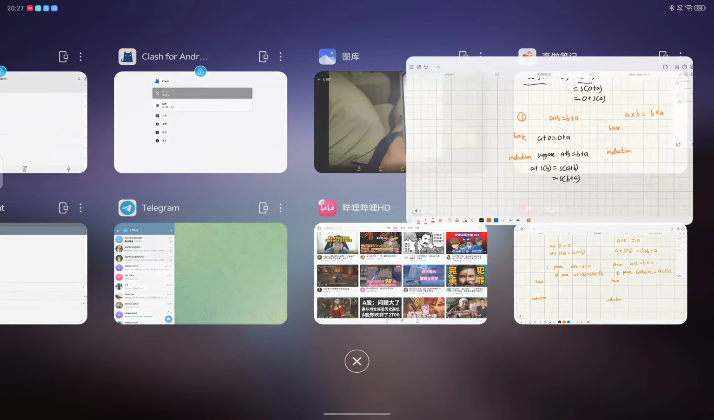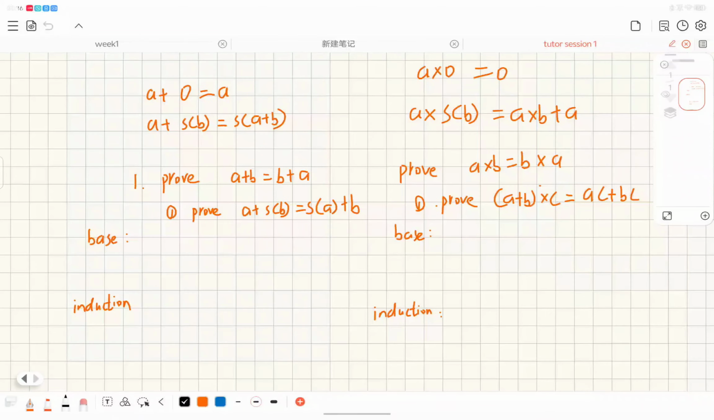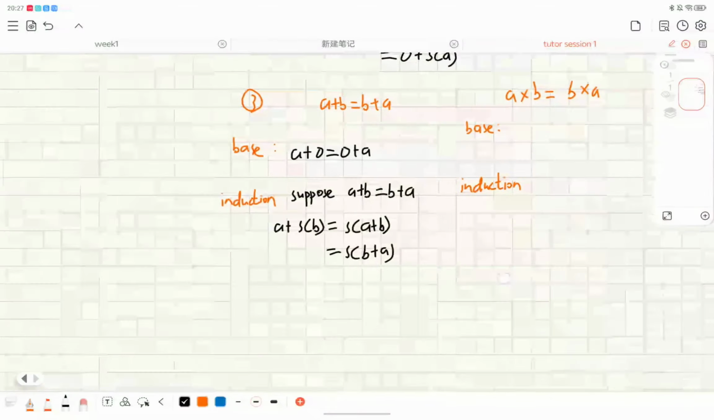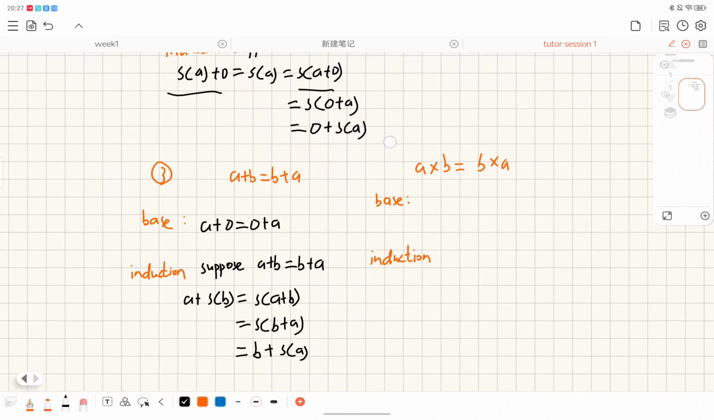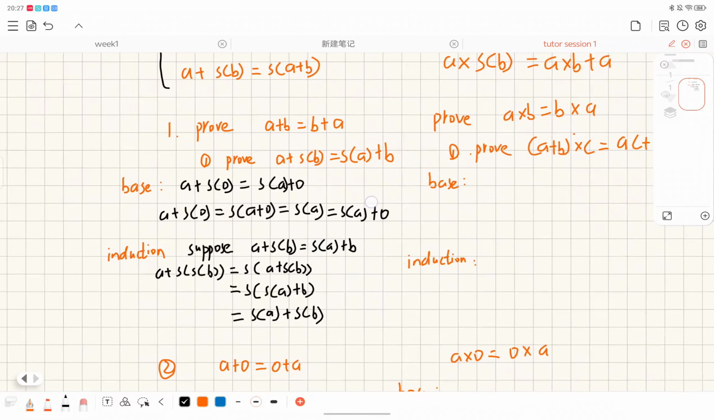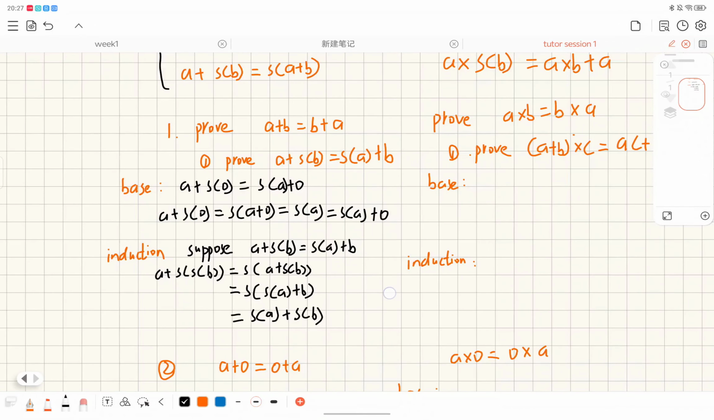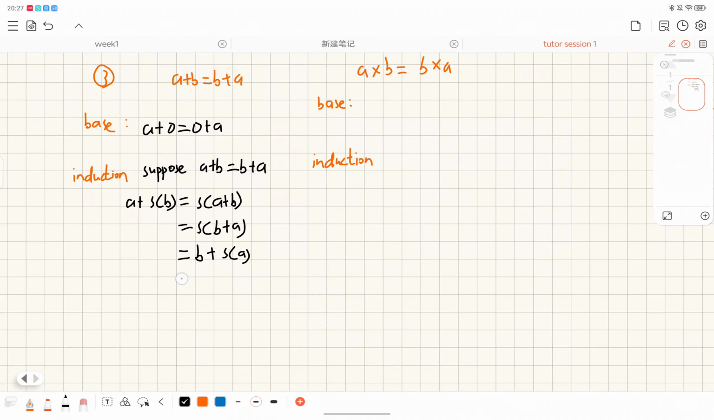Okay, and then what happens next? We know this is s(b plus a), and we just reuse the definition of plus. We know this is b plus sa, right? And this is why we need to prove lemma 1. In lemma 1, we know that a plus sb equals sa plus b. So here we know that b plus sa equals sb plus a. So here we are done. We have finally proved that a plus b equals b plus a.